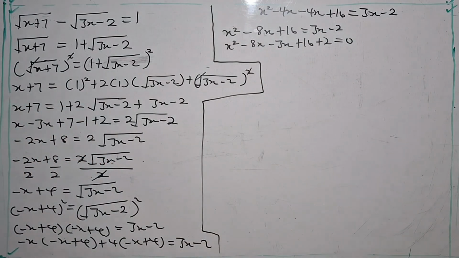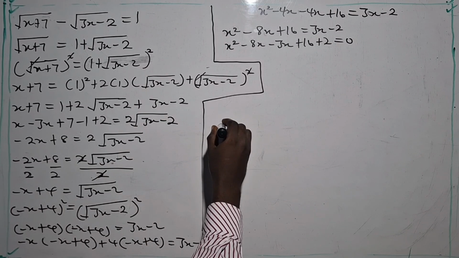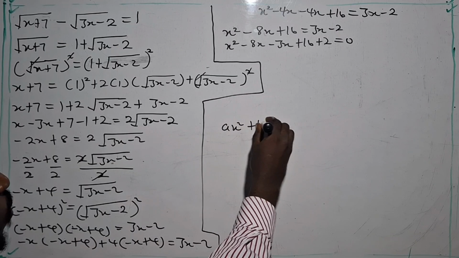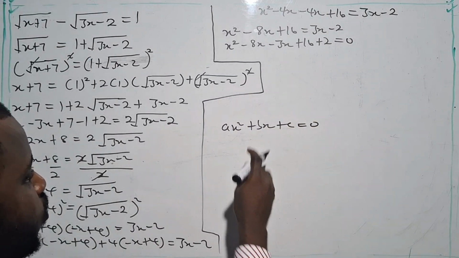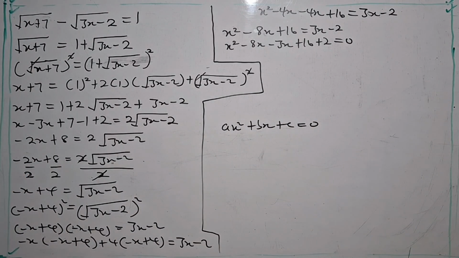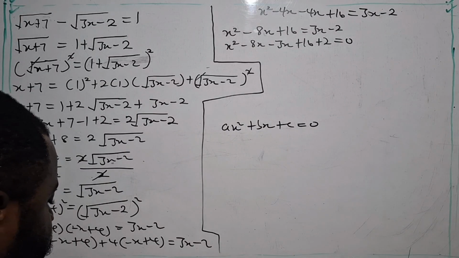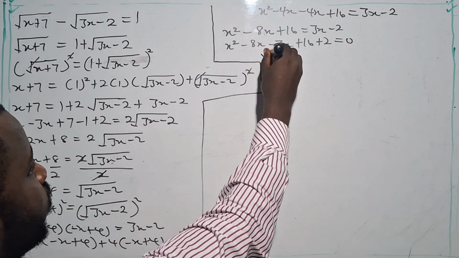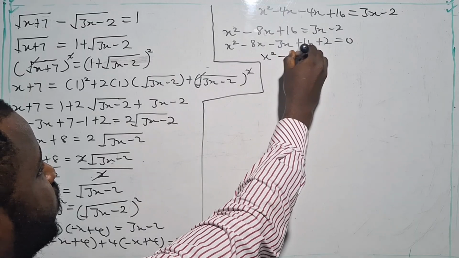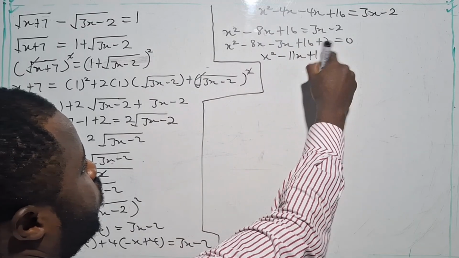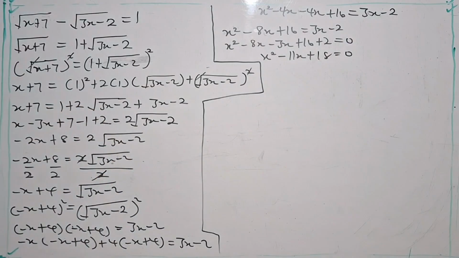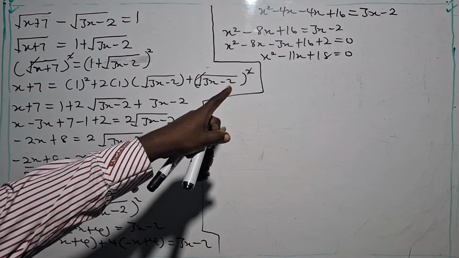We are obtaining something like a quadratic. So a quadratic is ax squared plus bx plus c is equal to 0. Anything in this form is quadratic. So pay attention as we move on. So I'm going to have x squared minus 11x plus 18 is equal to 0. So what do we do here?